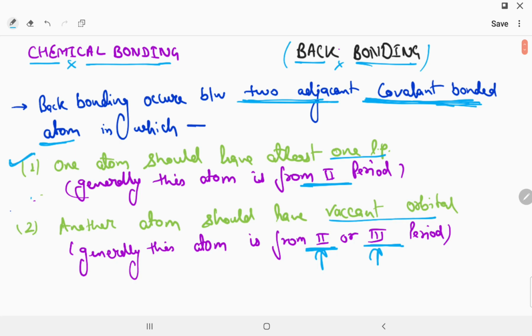The main important point is that one atom should have at least one lone pair, and that atom is from the second period. The other important point is that the other atom has a vacant orbital, which is from either the second period or the third period. So we have to understand this directly. The vacant orbital is from the second period or the third period, not from the fourth, not from the fifth. And the lone pair atom is from the second period.